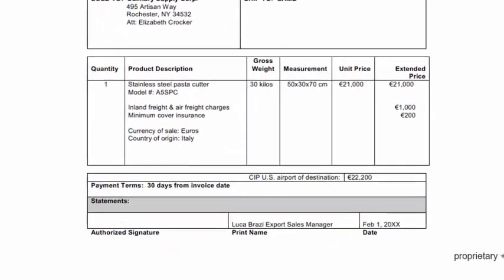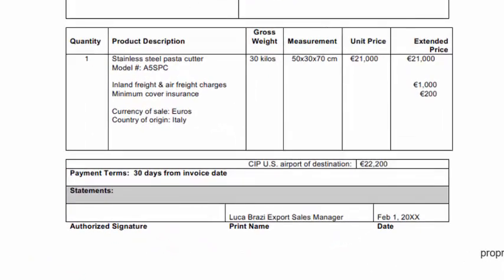Let's get into quantities and description and such. What do we have here? A quantity of 1. We already said this is a test shipment from the vendor in Sicily. It's a stainless steel pasta cutter, model number A5SPC. It weighs 30 kilos, about 65, 66 pounds. The DIMs are in centimeters.